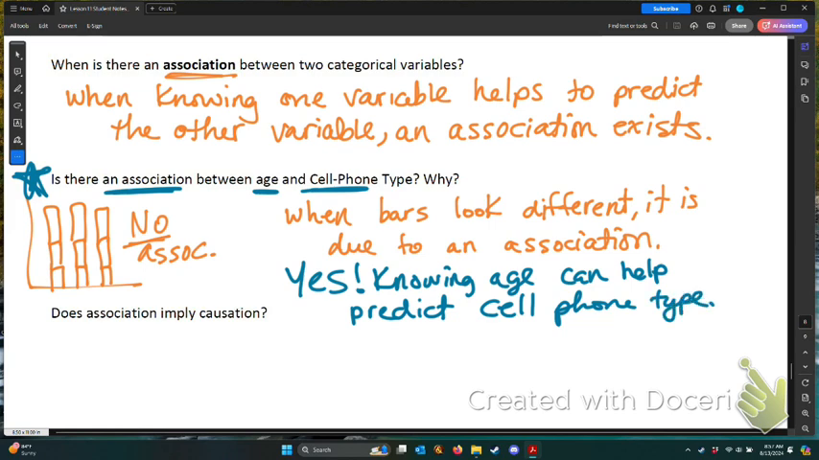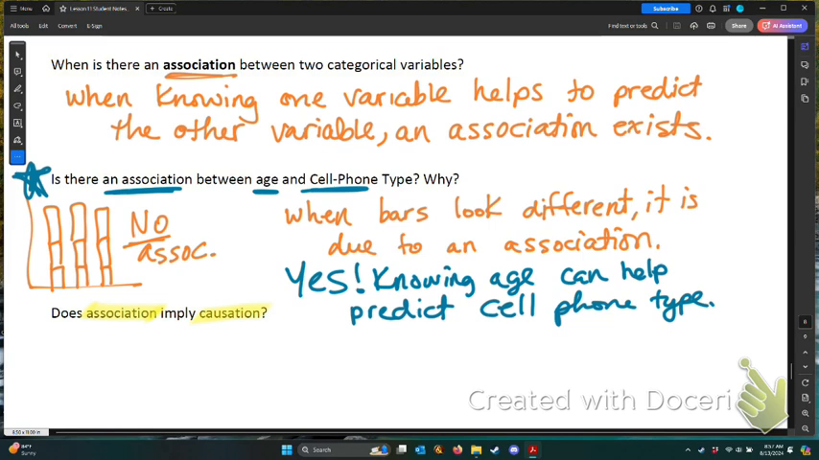Specifically, knowing if you're an older person helps us to predict that you probably have an other or non-smartphone. And being in the younger age group helps us predict that you probably have a smartphone. Okay, last question here on this page. Let's say there is an association. Does that mean that one of them is causing the other to happen? Does being a certain age cause you to have a certain kind of phone?